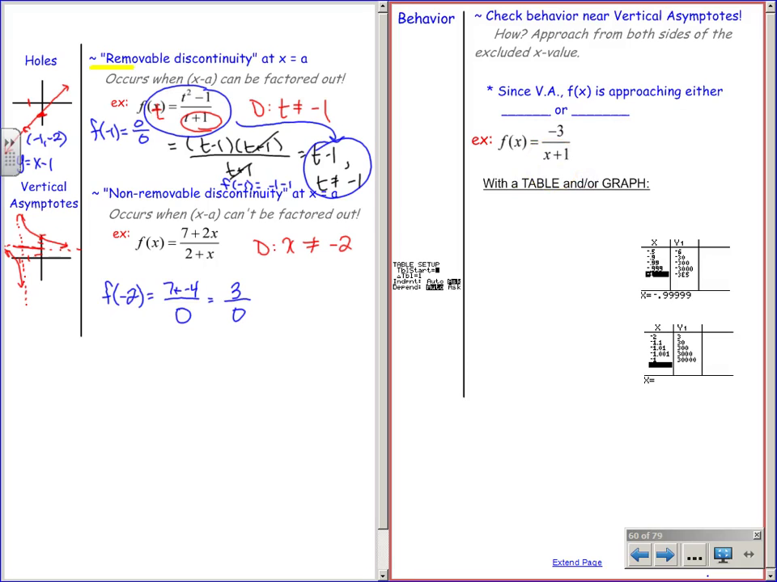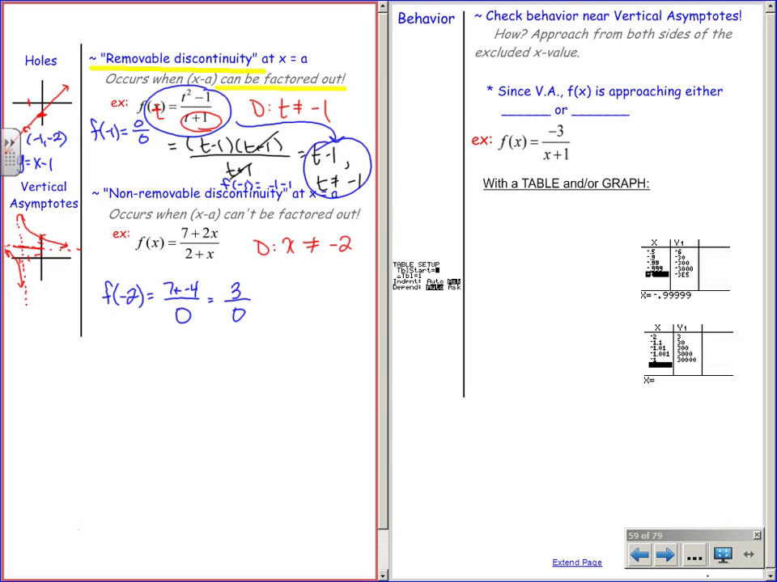With holes, removable discontinuities, the denominator can be factored out, specifically factored and reduced. Not just factored, but reduced, because the factor is shared. But for non-removable discontinuities, aka for vertical asymptotes versus holes, it can't be factored and reduced. Now, just a few of you out there might try to do some reducing here.